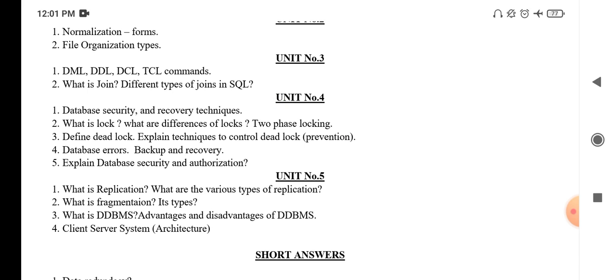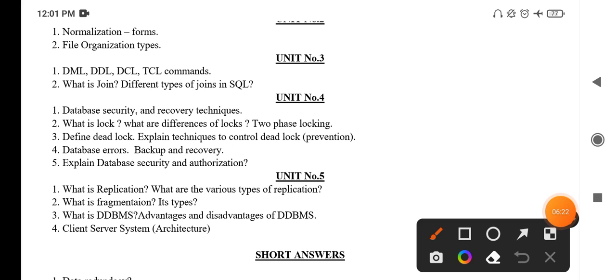Next, we have to explain how to prevent that. The next question is, what are the different types of database errors, and backup and recovery. Whenever you get any data crash, we have to explain the methodologies of how you are going to back up and recover. Next question, explain database security and authorization. We have to explain these two topics in unit 4.